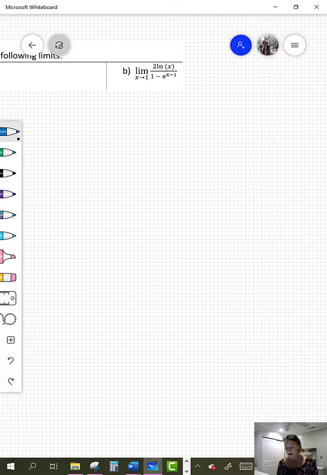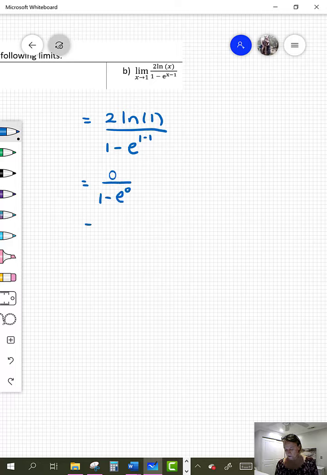So again, we're going to do direct substitution. And so we have 2 natural log of 1 all over 1 minus e raised to the 1 minus 1 power. So this gives us 2 times the natural log of 1. Well, natural log of 1 is 0. 2 times 0 gives us 0 all over 1 minus e to the 0. Well, e to the 0 is 1, so we have 0 over 1 minus 1, which is 0. And again, we have an indeterminate form.